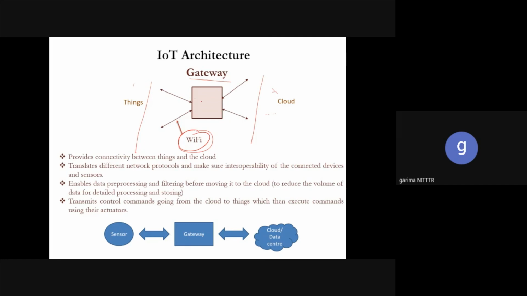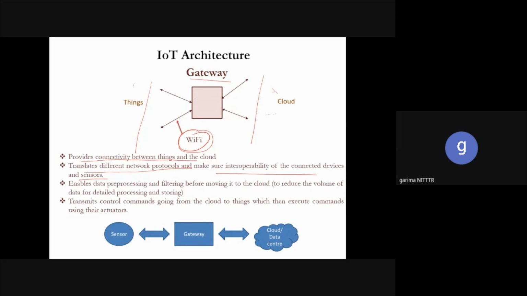So we can say that the gateway is considered as a gatekeeper because it has information of the data which is going out from the gateway, and the data which is coming in through the gateway. So you can say that it provides connectivity between things and cloud. It basically translates different network protocols and makes sure of interoperability of connected devices and sensors.